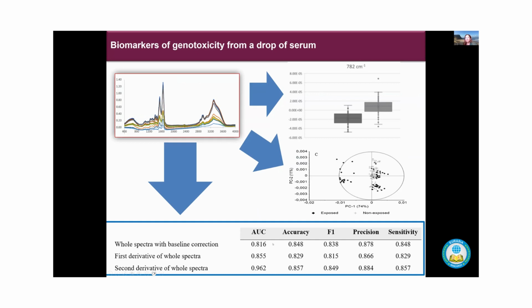We observe very good predictions to know if a person was exposed or not to this genotoxic substance. The area under the receiver operating curve is almost 0.9, independent of the preprocessing method applied to the spectra. So we have very nice sensitivities, around 85%, so we are predicting very well the people that are exposed and already present the genotoxic factors. So this was a very nice output.